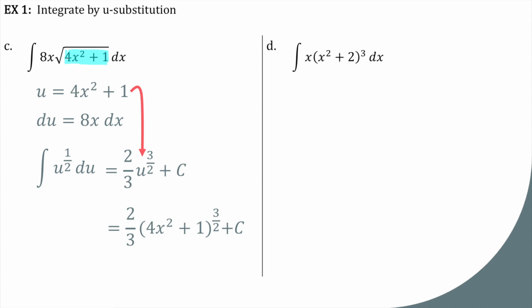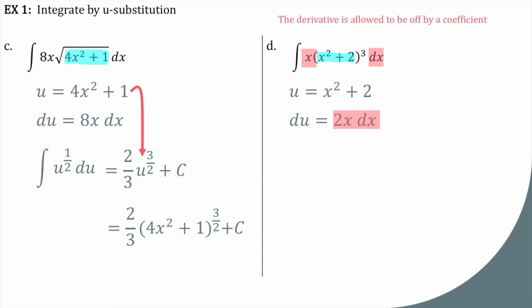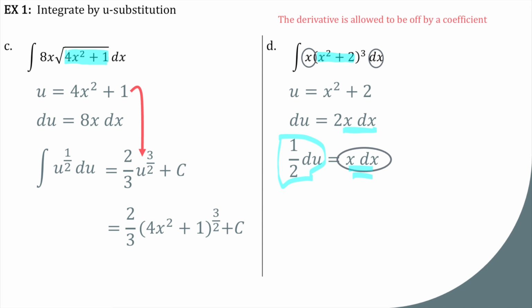Part D. So here's our inside function, x squared plus 2. If we make that u and take the derivative of it, we get 2x dx. But that's not really in there. I have x dx up in the original and 2x dx down at the bottom there. But remember, the derivative is allowed to be off by a coefficient. Okay, so in order to get just x dx, I'll divide both sides by 2. Now I have my x dx matching.